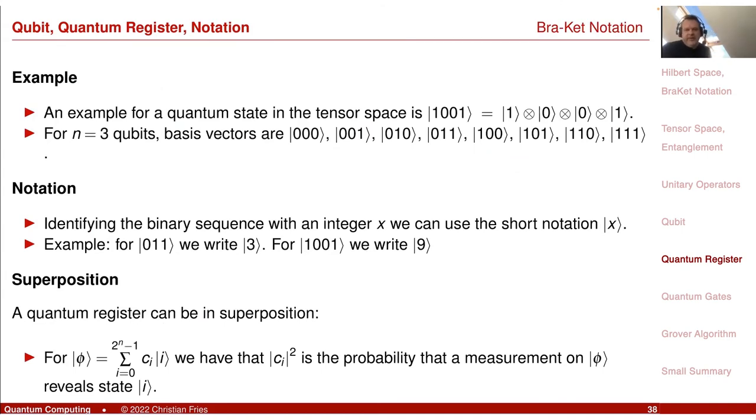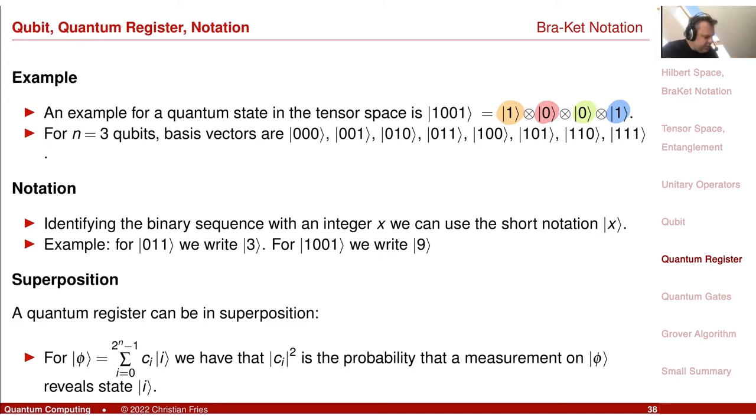Maybe these examples here are also nice. Consider, for example, a tensor space formed by 4 qubits. So one of the basis vectors is ket 1, tensor product, ket 0, tensor product, ket 0, tensor product, ket 1. And tensor space is the formal sum of all combinations, you have all combinations of the other basis vectors. And I already mentioned I sometimes use the short notation ket 1001 for this element.